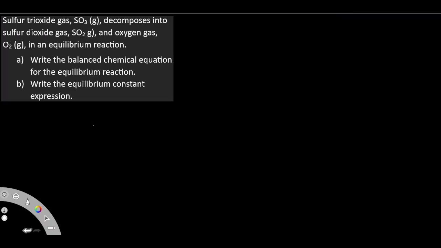We have a sulfur trioxide gas that decomposes, so let's write it out. And it is decomposing into our sulfur dioxide gas and oxygen gas in an equilibrium reaction. Write the balanced chemical equation for the equilibrium reaction. We obviously don't have this balanced out. Let's try balancing. Pause the video, give it a try yourself. You should have gotten this.